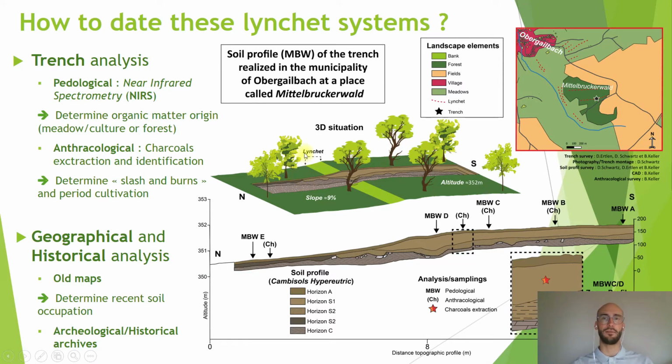So for example, here is the lynchet in Obergelbe. As you can see on the map, there are a lot of lynchets just here, represented by the red line. We chose a lynchet under forest in order to make a trench and extract some samples, as you can see here, in order to determine the organic matter origin with NIRS, and we extracted charcoals for identification, as I said, and dating. All this analysis is to determine the cultivation period. Besides, we combine this data with geographical and historical analysis to determine the recent soil occupation.